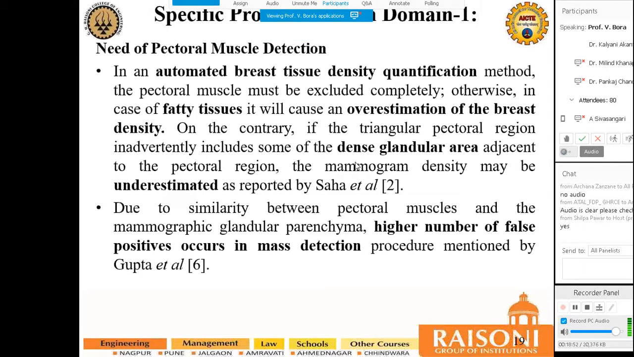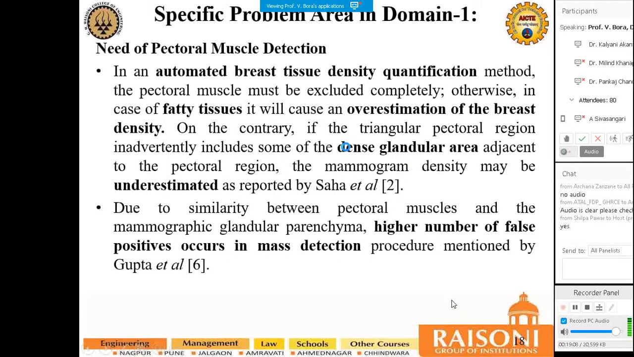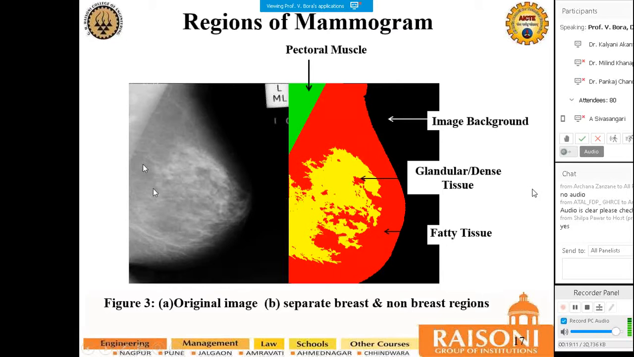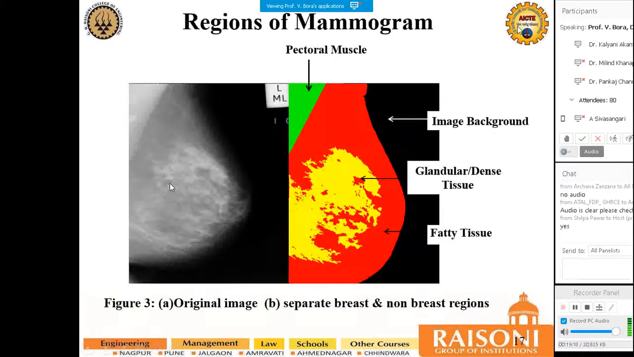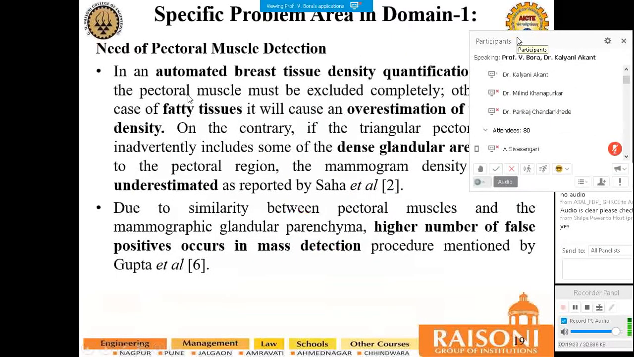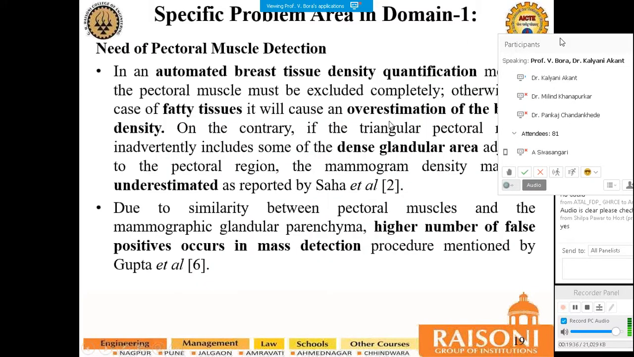For example, if the mammogram is of fatty type, the tissues are less. If the pectoral muscle is not removed, then this pectoral muscle and this tissue will overestimate the density. In automated breast density quantification, the pectoral muscle must be removed, excluded. Otherwise, in case of fatty tissues, where the white tissue is less, it will cause an overestimation of the density.